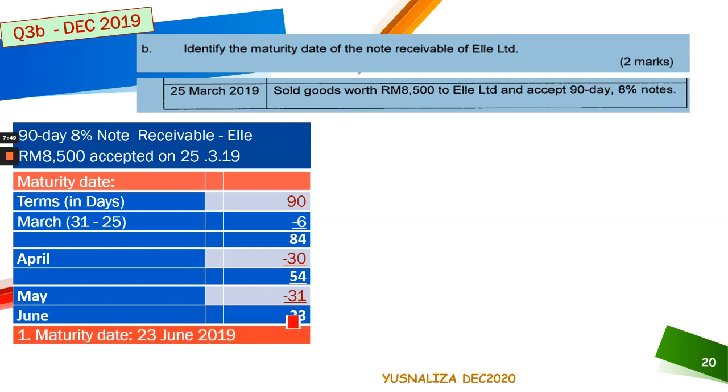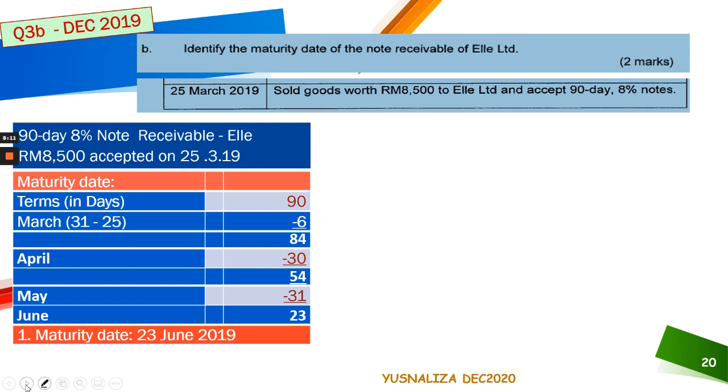So that means June 23rd is your maturity date, because you cannot deduct another 30 days and leave it as negative. No, you have to leave the date as June 23. Okay, the question does not ask you to calculate maturity value.